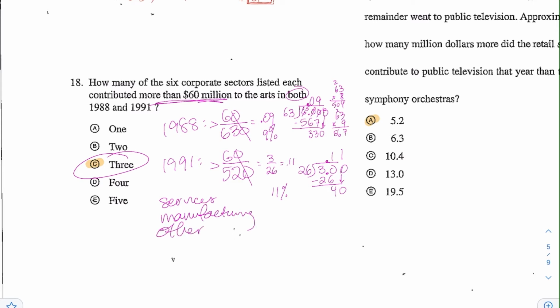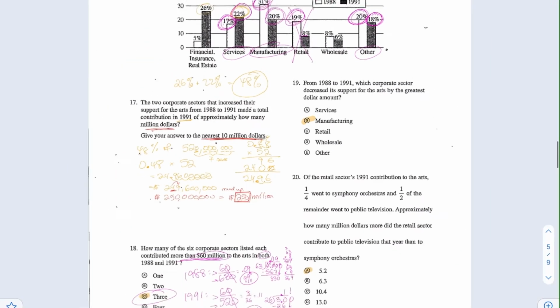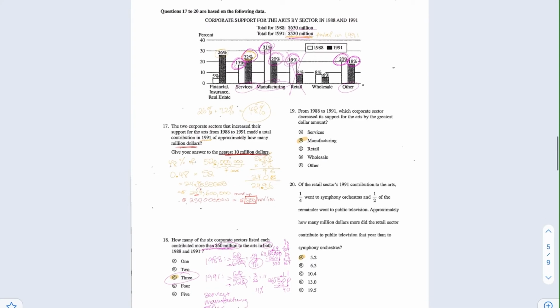So the key here was to identify that the 60 million is the part and that the whole is going to be the total for 1988 and 1991. And then you have to go through the chart and identify which sectors had both columns that were greater than this 9% for 1988 and 11% for 1991. And in this case, we saw that the service sector, manufacturing, and other fit the category. Retail doesn't work because the second bar is only 8%, not greater than 11.